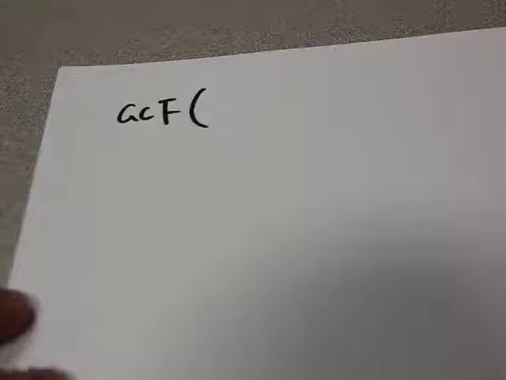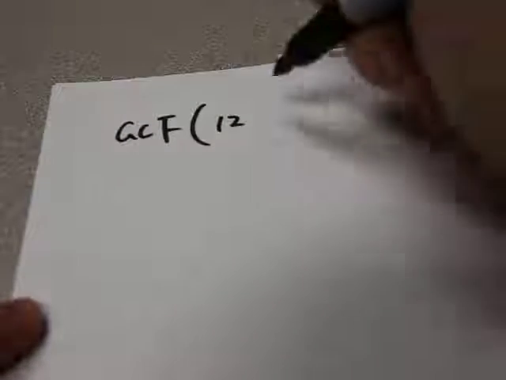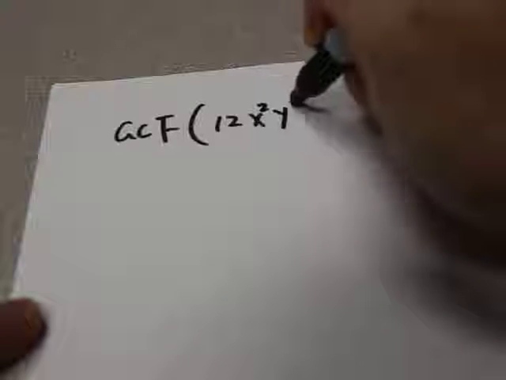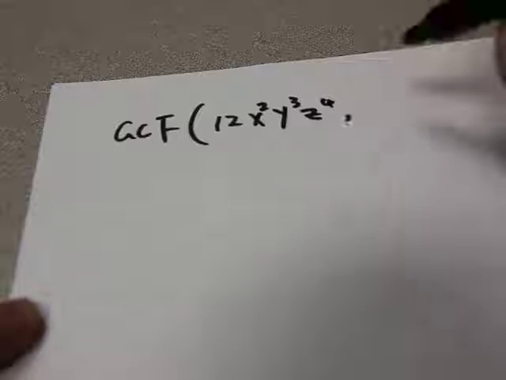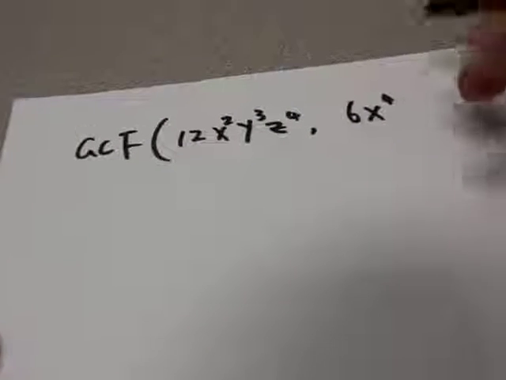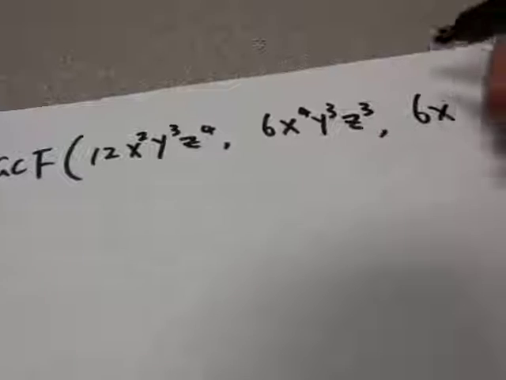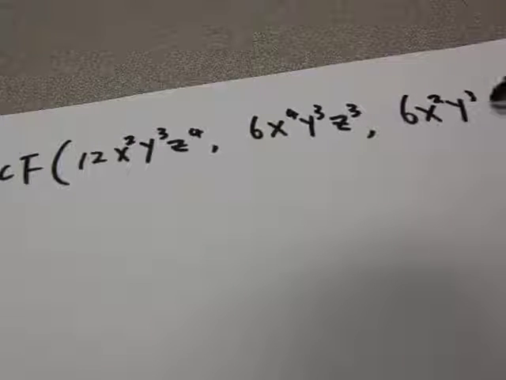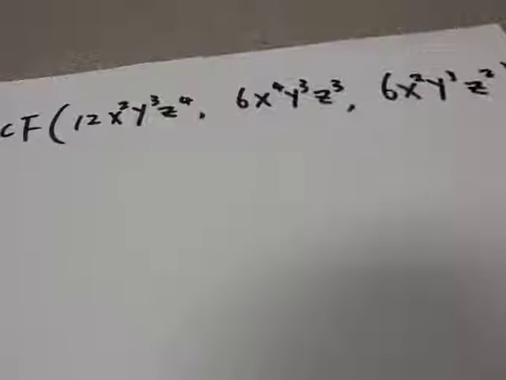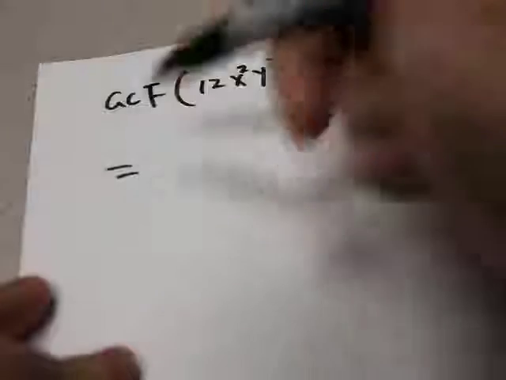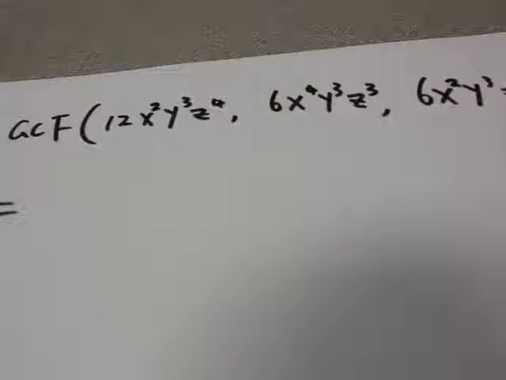Okay. Let's see. We are looking for the greatest common factor of these three monomials: 12x squared y to the third z to the fourth, and 6x to the fourth y to the third z to the third, and 6x squared y to the third z squared. Okay. So first we are gonna determine the number part. 12, 6, and 6. The greatest common factor is 6.